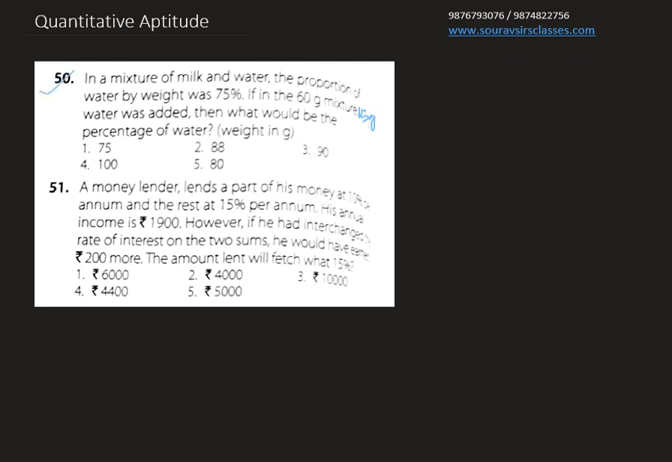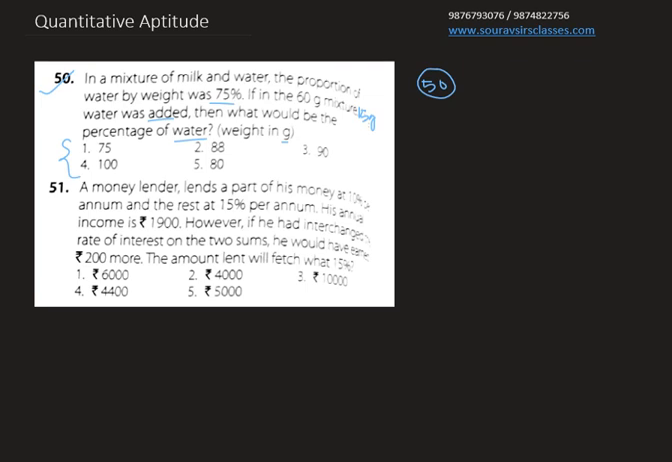In a mixture of milk and water, the proportion of water by weight was 75%, and if to the 60-gram mixture 15 grams of water was added, then what would be the percentage of water by weight? We are given 5 options and we need to find the correct one.